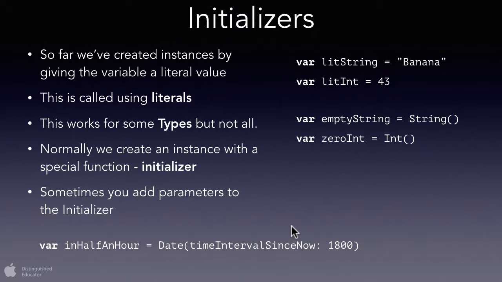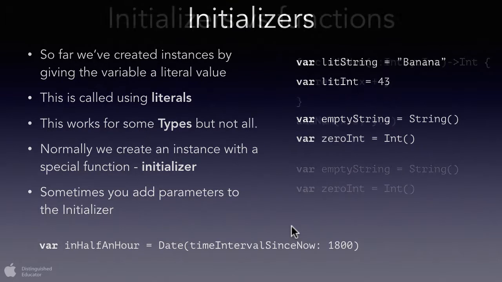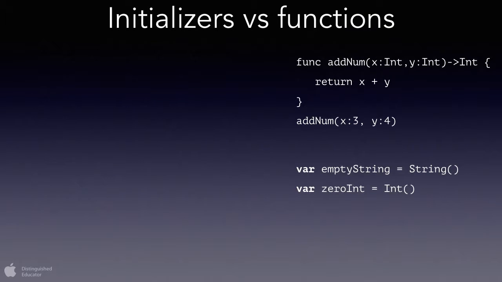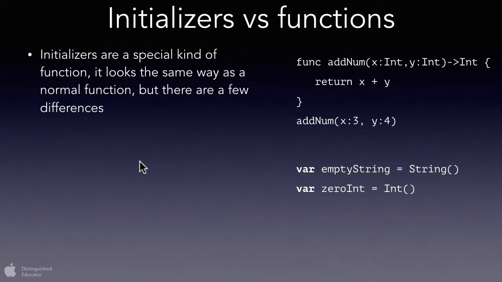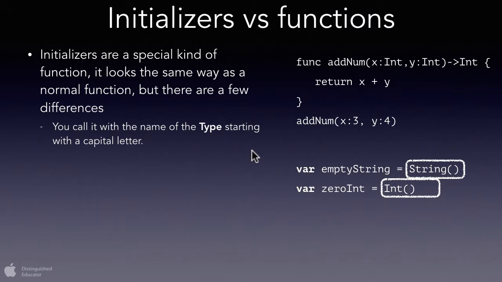So this seems like some kind of function, and definitely it is a function, but there are some differences. Initializers are a special kind of function. They look kind of the same as a normal function, but there are a few differences. First of all, you call it with the name of the type, starting with a capital letter, like this. So it says String or Int. When you define a normal function, you start out with a normal letter, not a capital letter. In this case, I've made just a small function, addNum, with two parameters, and it returns the sum. So I can call it like this.